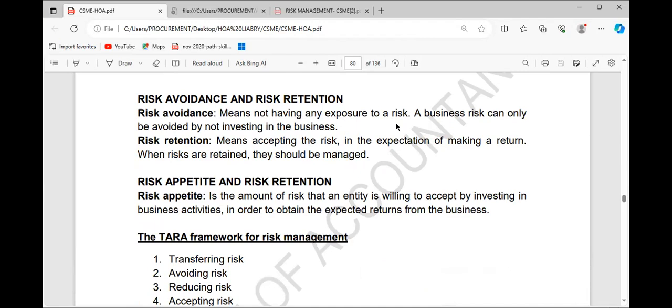Even this tutorial center we are starting, there's a risk attached to it. You may open the business, you may get all the lecturers ready, and students may not turn up. There's a risk attached to that, and you still have to pay the lecturers. So there's no business in this life that risk is not associated with. So for you to avoid risk, it's better not to go into business at all. A business risk can only be avoided by not investing in the business.